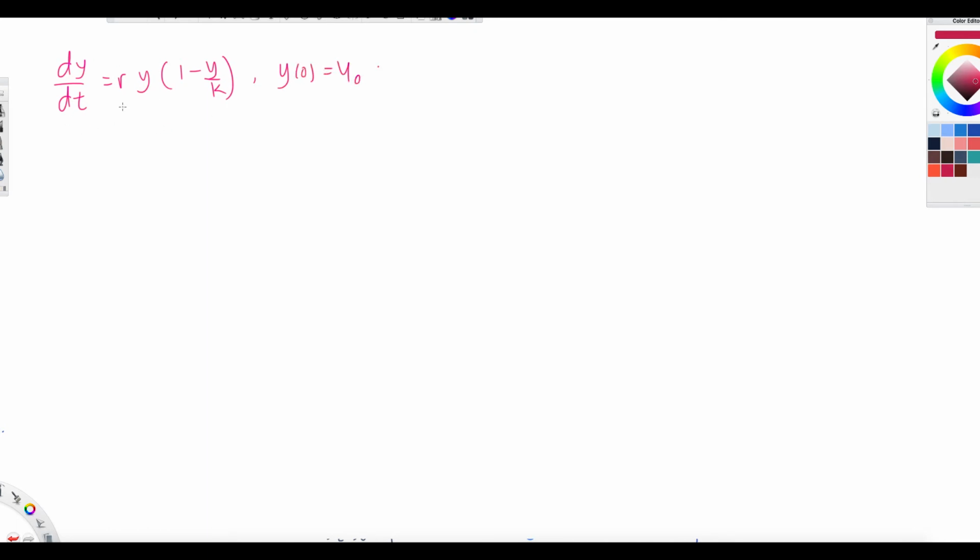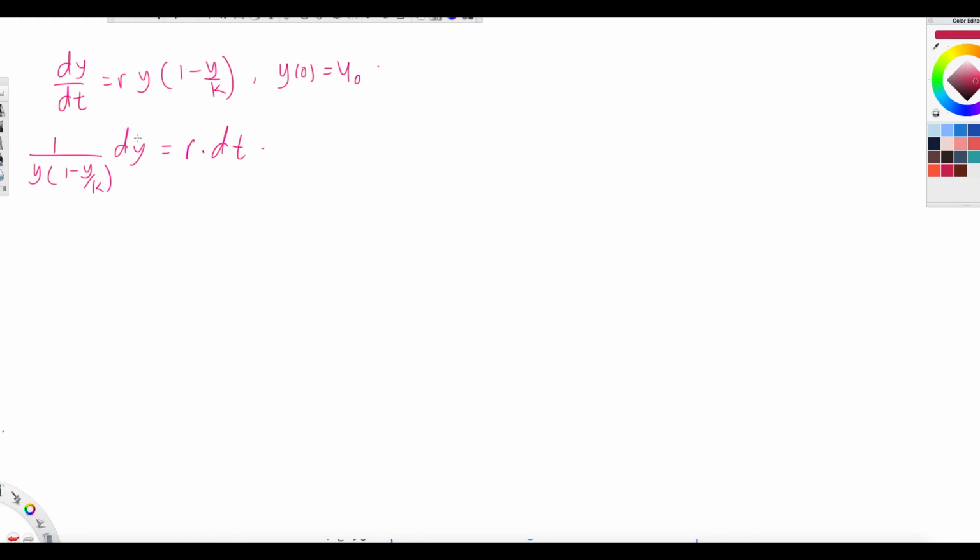So how do I solve this equation? By the techniques that you learned before. This is in a separable form, meaning that there are this y and 1 minus y over k. You can move that to one side and dt to the other side. So you can write it like this: 1 over y times (1 minus y over k) dy equals r times dt. This is what you do.